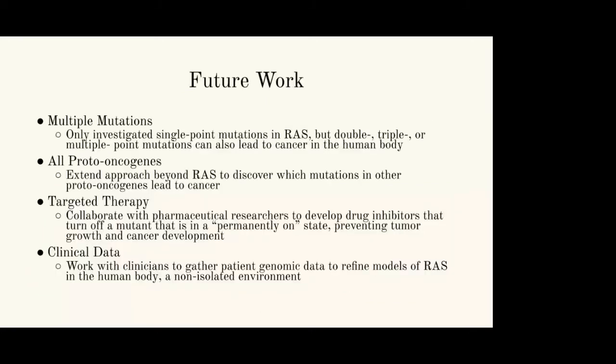And then in terms of future work on this project, there's a few things that we could have done that we didn't do. Number one is investigating multiple point mutations in RAS. As I noted before, we only looked into these single point amino acid mutations, but double, triple, and multiple point mutations do exist, and they do lead to cancer. But at the same time, it probably wouldn't make a huge effect just because single point amino acid mutations make up by far the most number of mutations in RAS.